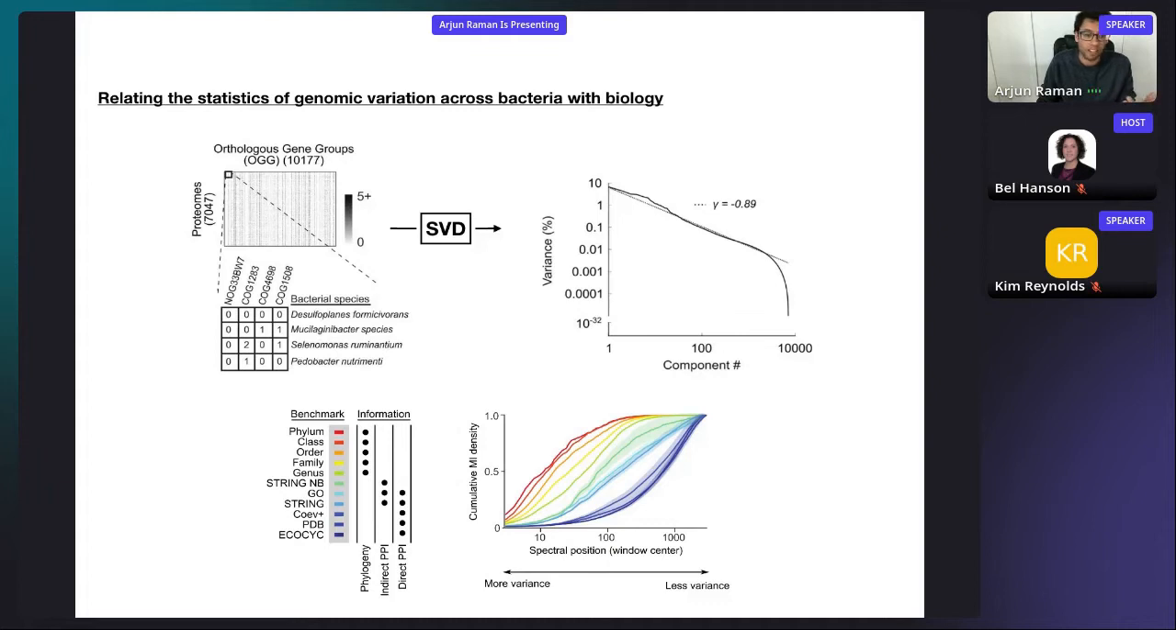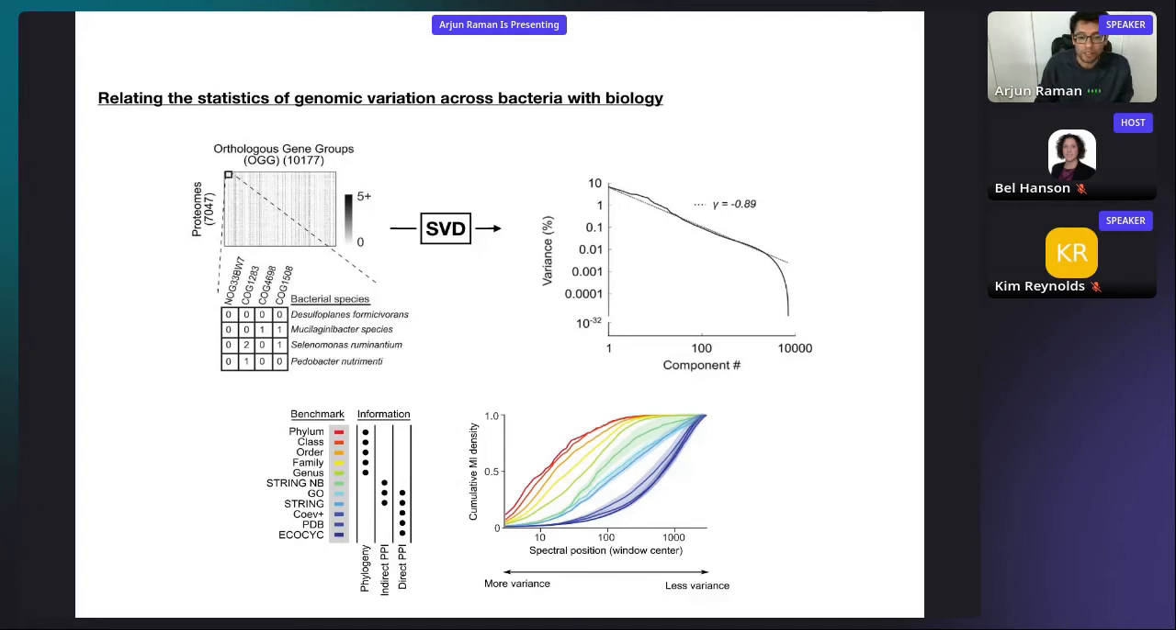So what are these benchmarks? NCBI phylogenetic classification from phylum down to genus, the STRING database, the GO database, gene ontology, and then 3 databases of whether or not 2 proteins interact with each other directly. CoEv Plus, which is an amino acid coevolution metric published by David Baker's group in 2019, the PDB, which is a metric of crystal structures where you can see co-crystal structures and actually see physical contacts, and EcoPsych, which is a database of affinity purification mass spec data.